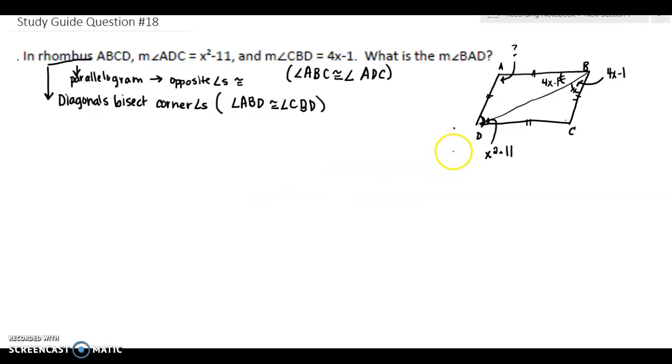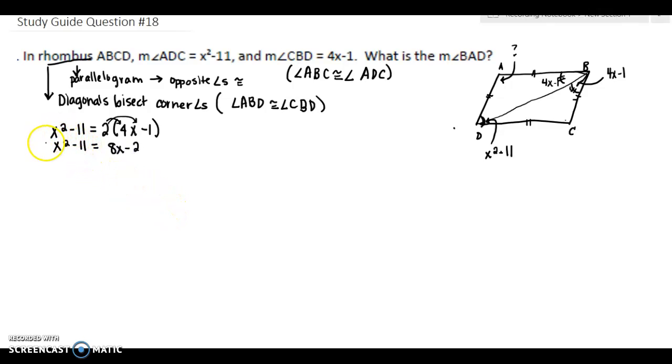So if opposite angles are congruent, this angle over here and this angle over here are the same, and each of these are the same because that's the property of a parallelogram. So what I can get is that x squared minus 11 is going to equal 2 times 4x minus 1, or 4x minus 1 plus 4x minus 1, same thing. Let's make this look a little prettier. Equals, if I distribute this, 8x minus 2.